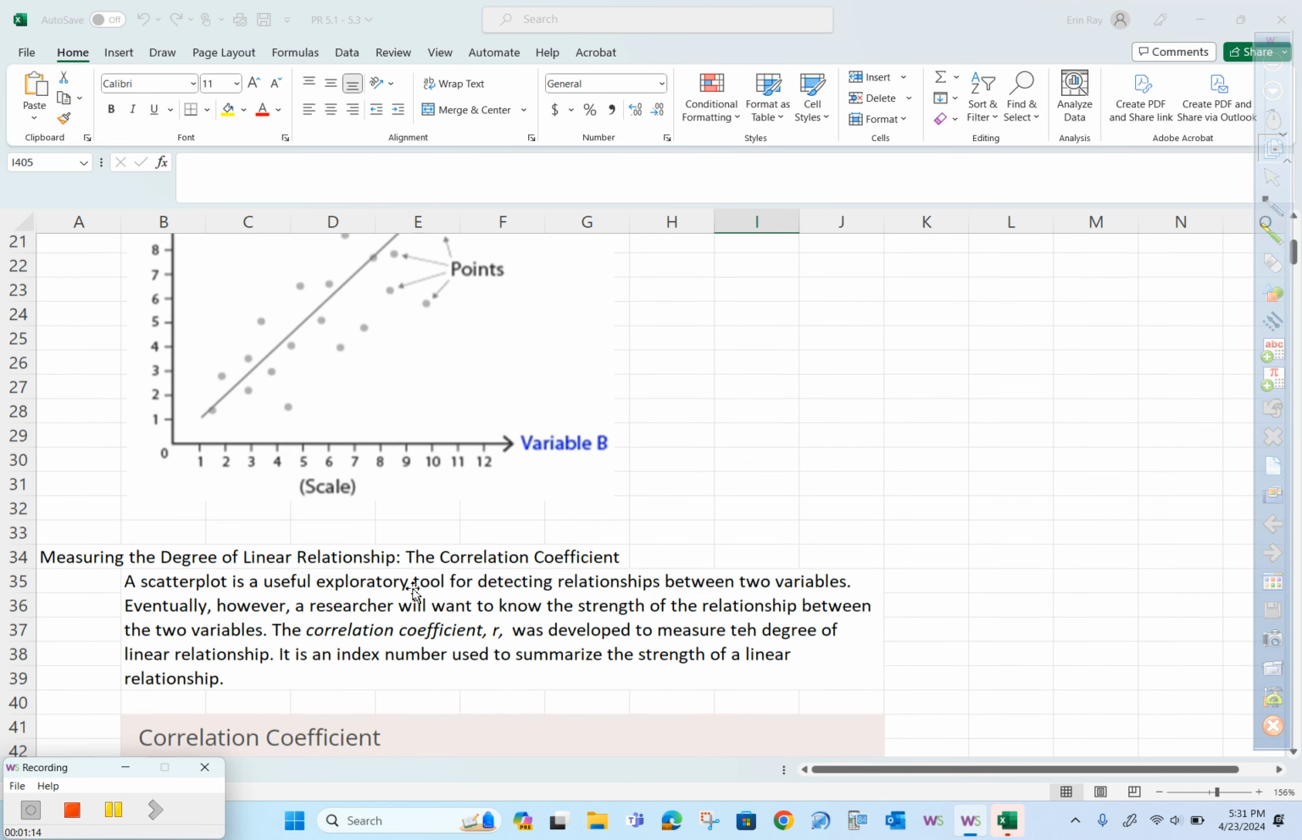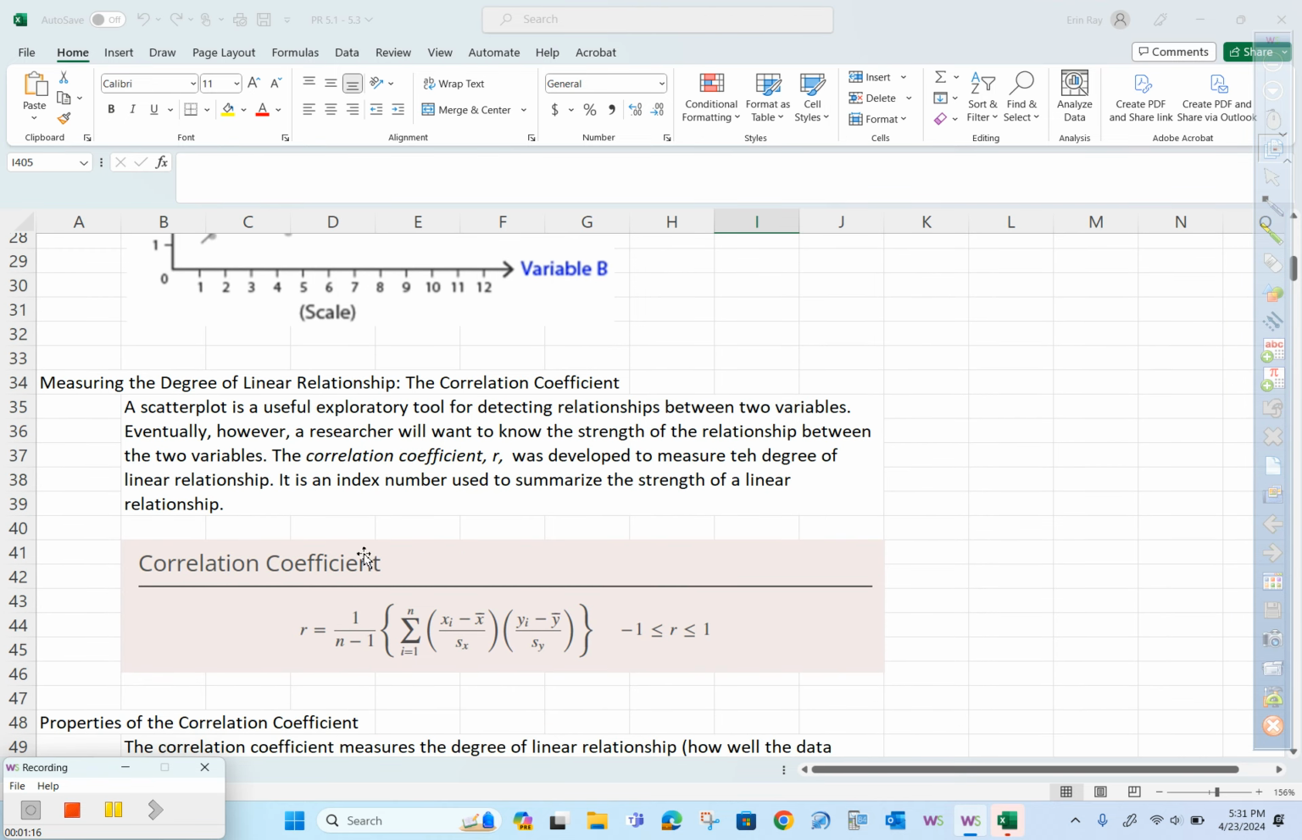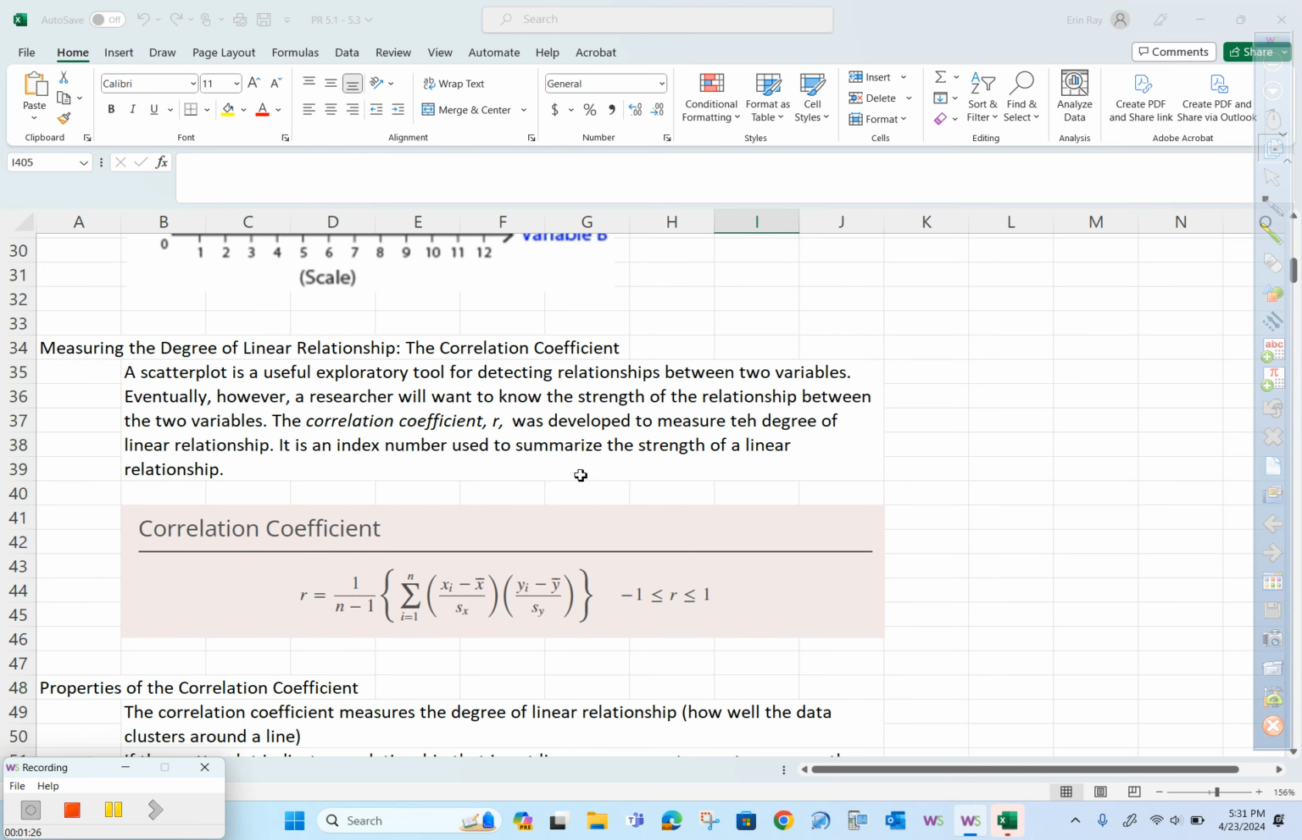So first up is a measurement of correlation, and it's called the correlation coefficient. It tells us how the two variables relate to one another, and specifically it talks about the degree of linear relationship. So we're only going to talk about lines for this chapter, but correlation coefficient only can talk about lines.